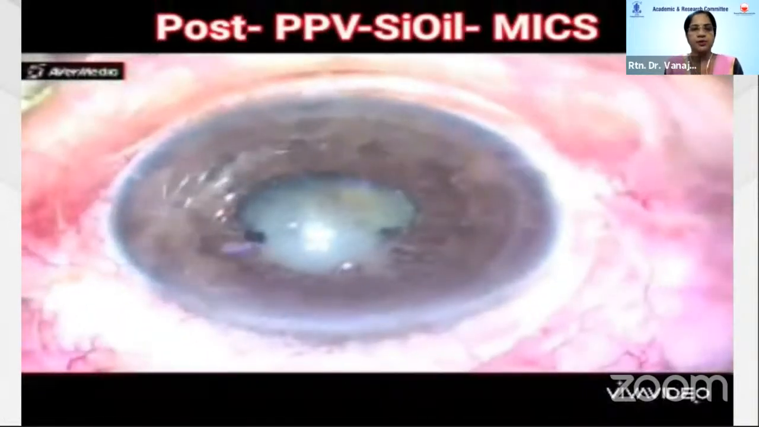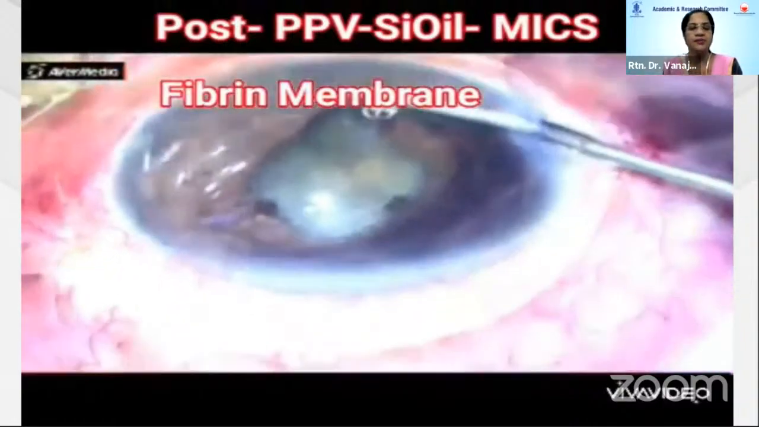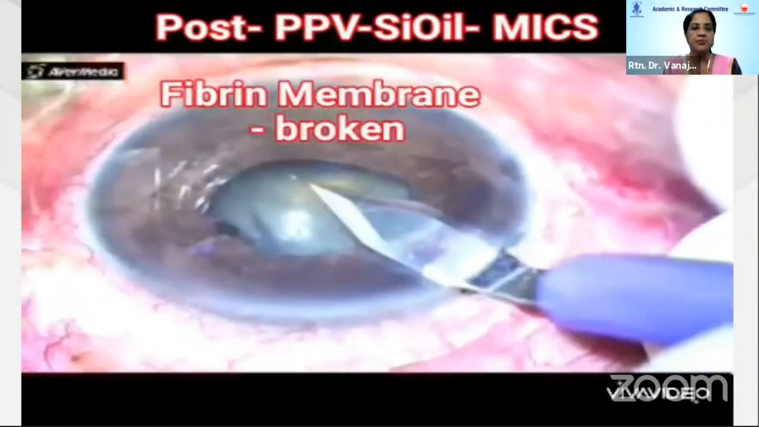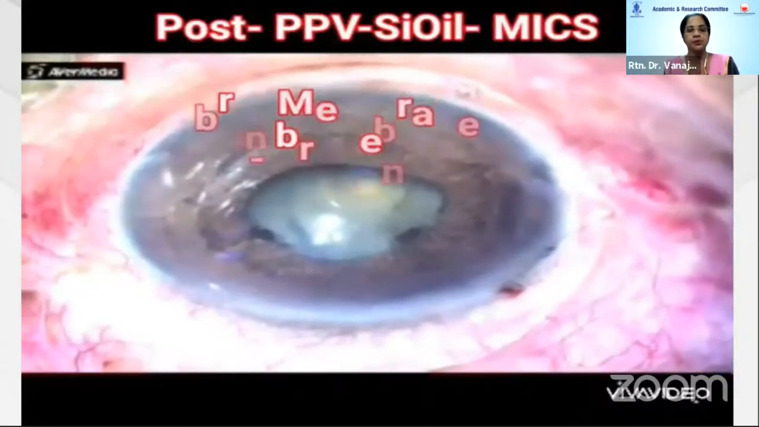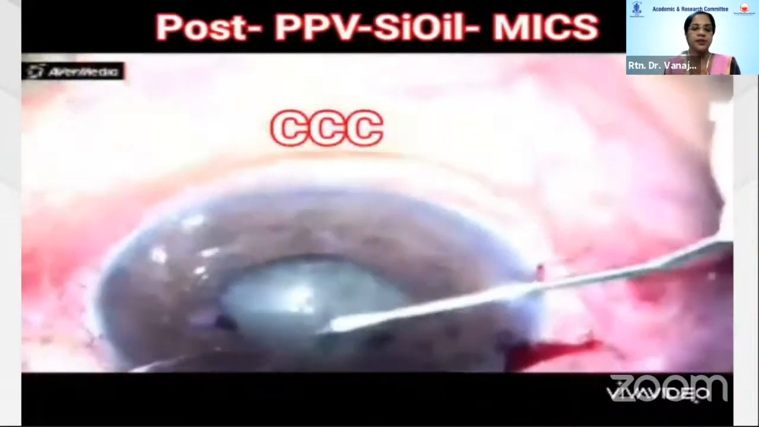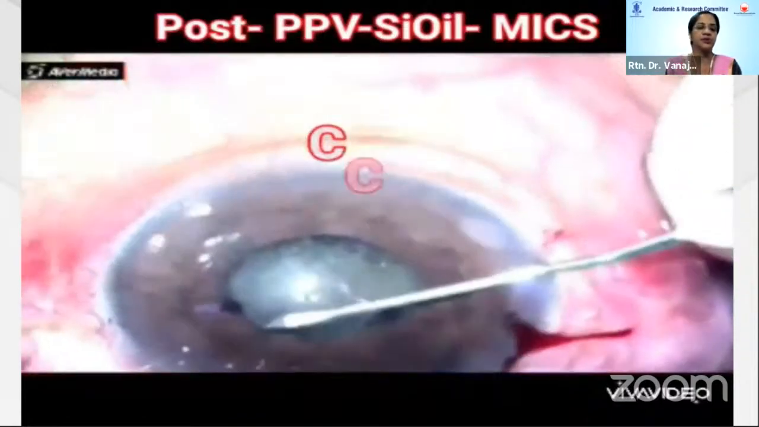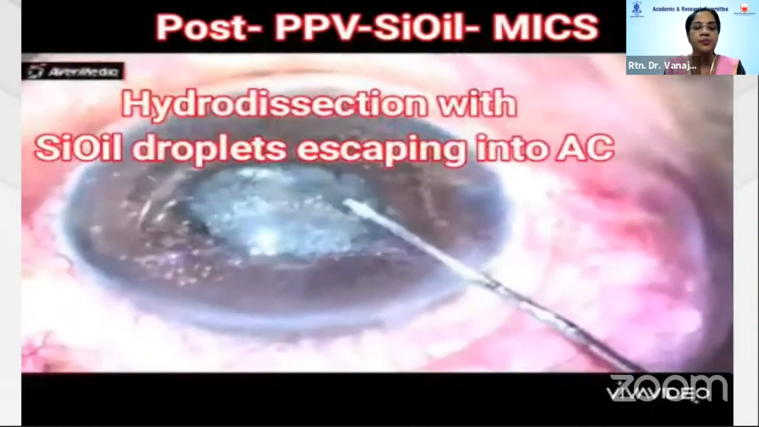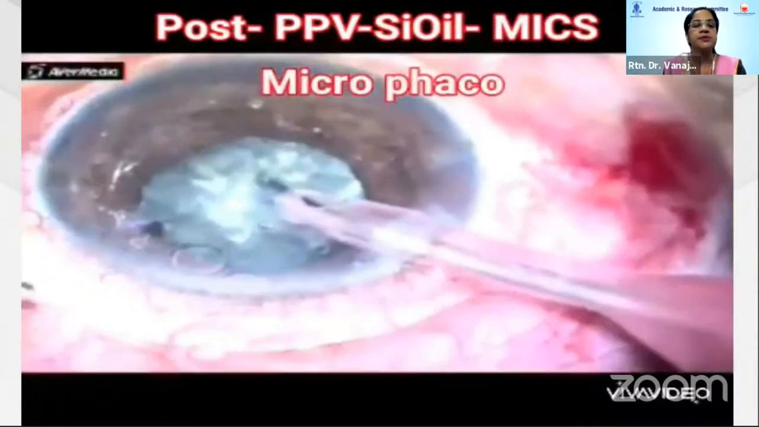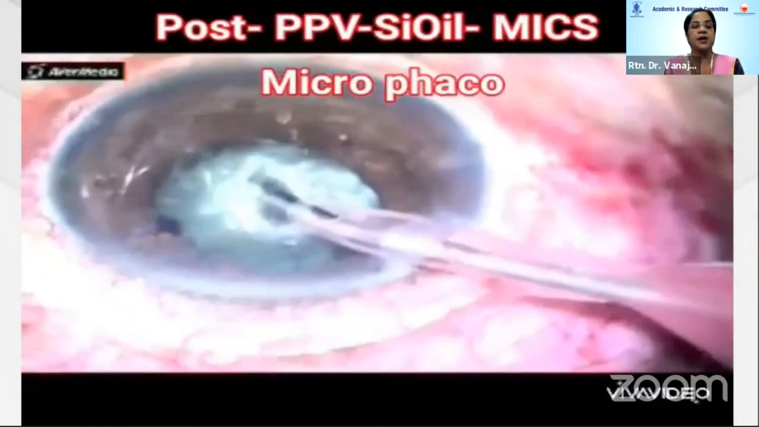This is a case of a 60-year-old post-pars plana vitrectomy silicone oil patient who had a fibrin membrane over the pupil. Once I broke the fibrin membrane, the pupil seemed fine. So I decided to go ahead with the capsulorhexis without any pupil expanders because I wasn't sure how the iris and the cataract were.